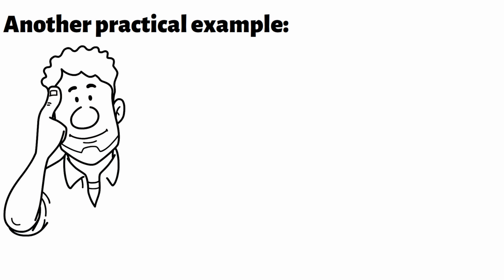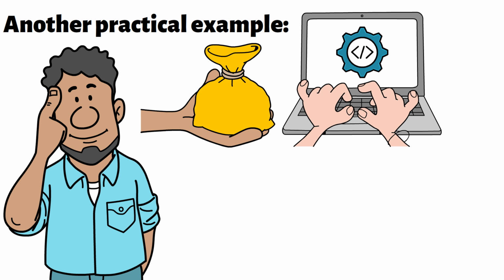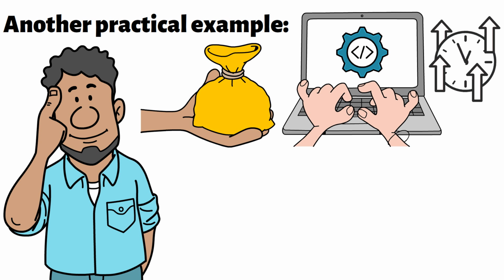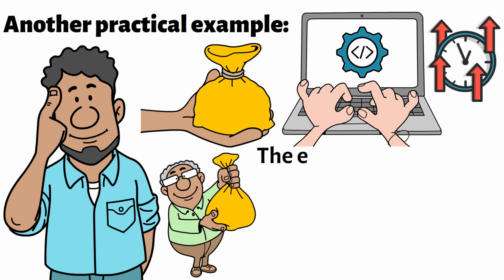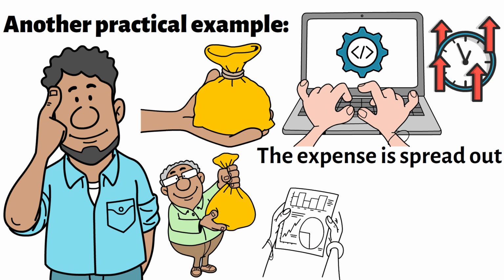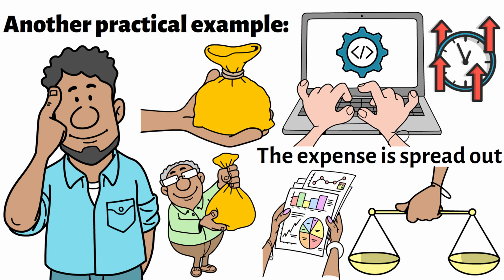Another practical example. Imagine you're starting a business and invest heavily in software development. Now, that software might be amortized over several years. So even though you spent the cash up front, the expense of it all is spread out, making your financial statements look smoother and more stable over time.